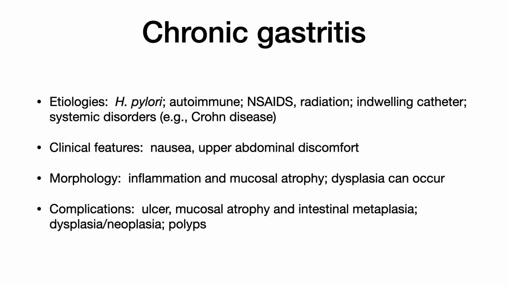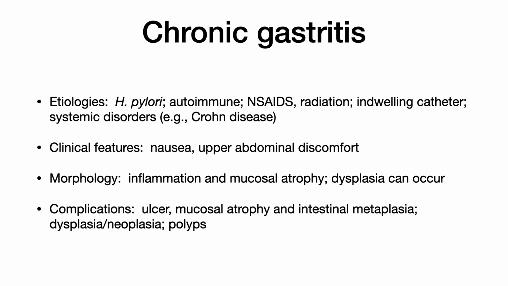So with chronic gastritis, inflammation of the stomach can cause nausea, you can imagine, and then upper abdominal pain, kind of epigastric pain. Morphologically, you'll see inflammation and then mucosal atrophy in response to it. And then obviously dysplasia can occur, and it can be a precursor for potentially contributing to carcinoma. Complications: ulcer. Chronic gastritis can lead to peptic ulceration. Just mentioned mucosal atrophy and intestinal metaplasia in response.